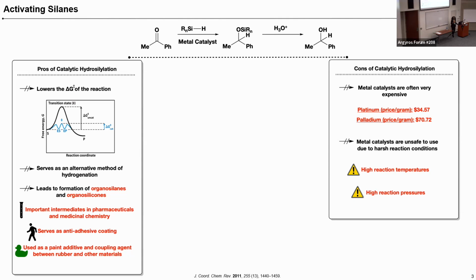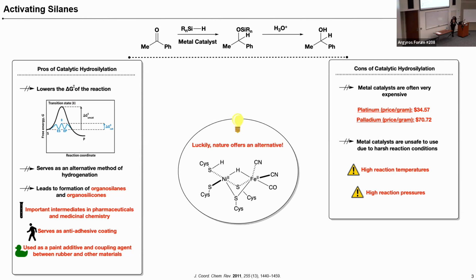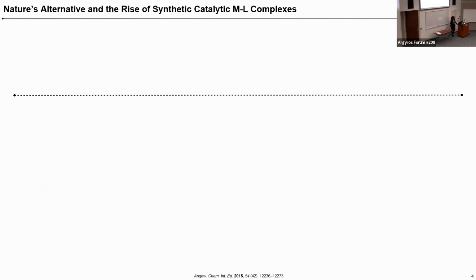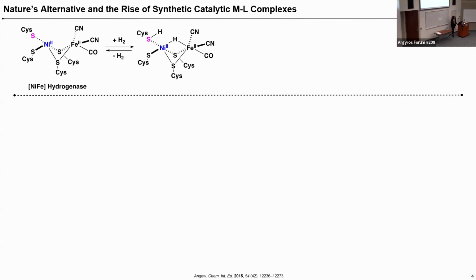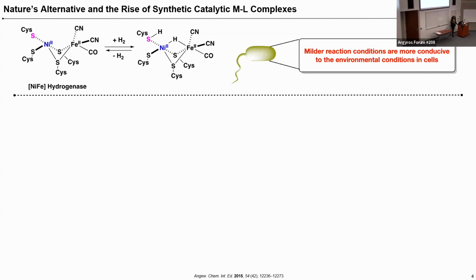You can see why it's favorable to produce a milder and safer catalytic alternative, which nature may offer us. So that leads us to my discussion on nickel-iron hydrogenases, which are naturally occurring enzymes in bacteria. They have been seen to naturally activate H-H bonds, which is important to the discussion here today because, relative to that of transition metals, it activates H-H bonds under much milder conditions.